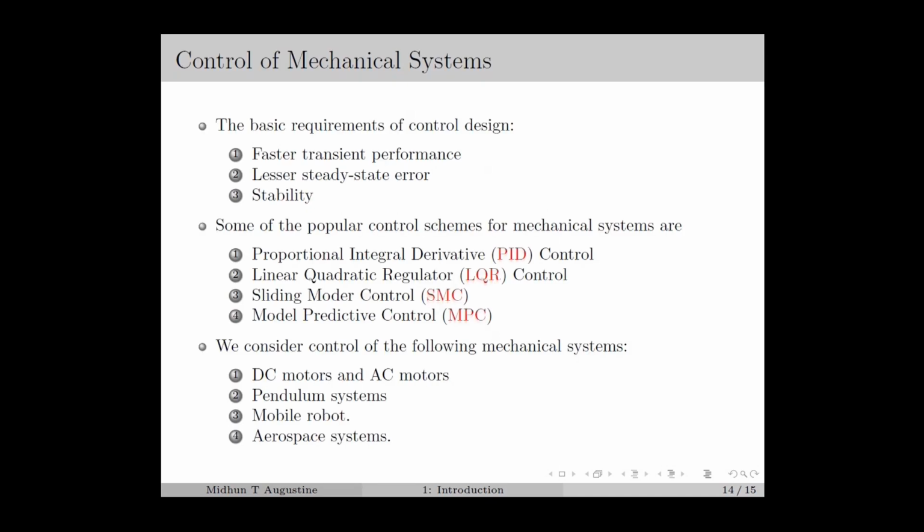When it comes to the control of mechanical systems, the main objective is to achieve the desired performance of the system in terms of faster transient response, lesser control effort, stability, etc. In this lecture series, we will be mainly focusing on control schemes such as proportional integral derivative controller or PID controller, linear quadratic regulator or LQR, sliding mode control or SMC, model predictive control or MPC, etc.